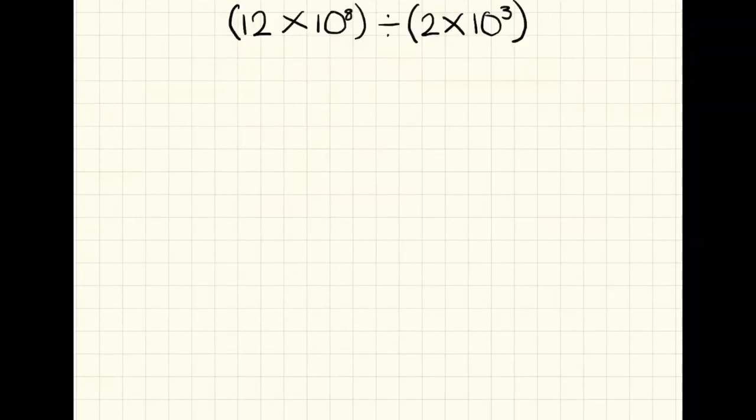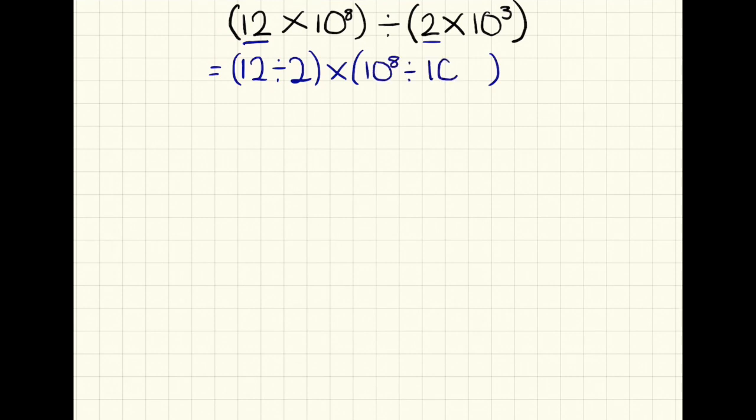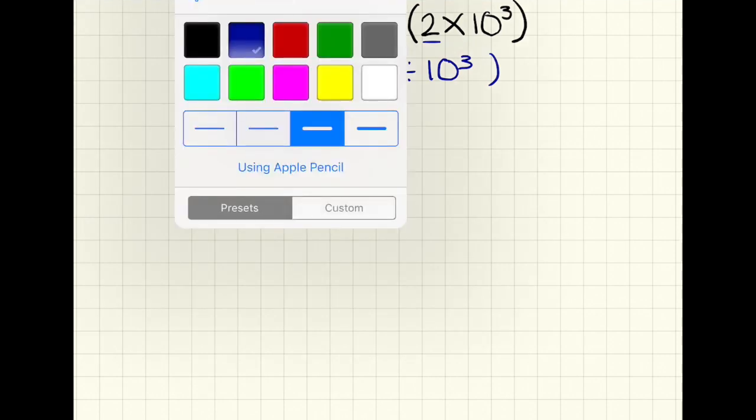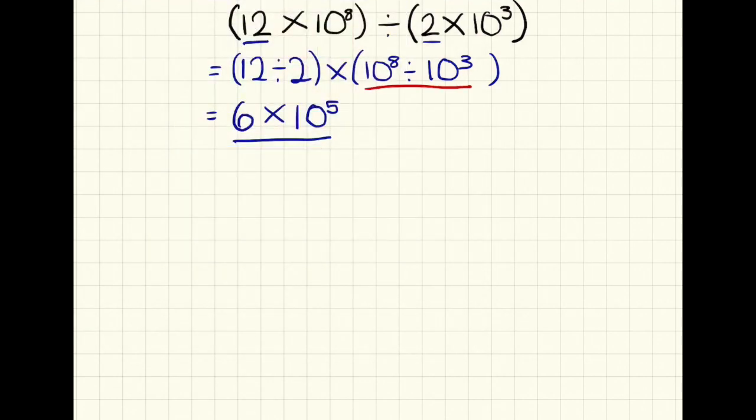Now we've got a problem where we're dividing two lots of standard form. First, I take a from each bracket and divide them, and then divide the two powers. We do the divisions. 12 divided by 2 is 6. Then we need to divide the powers of 10. And the index law when we're dividing with powers is you take away the powers from each other. So you'd have 8 take away 3, which is 5.